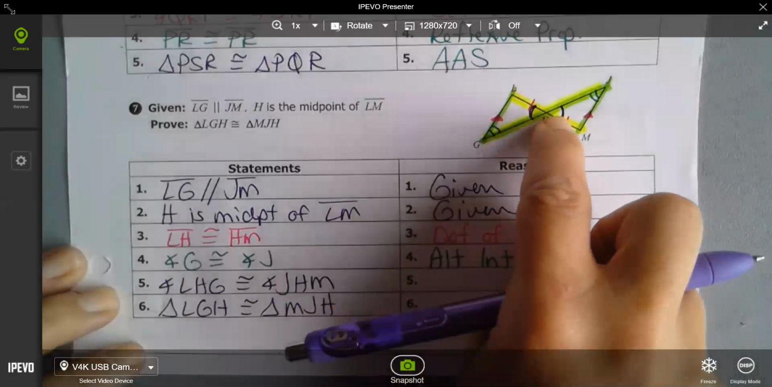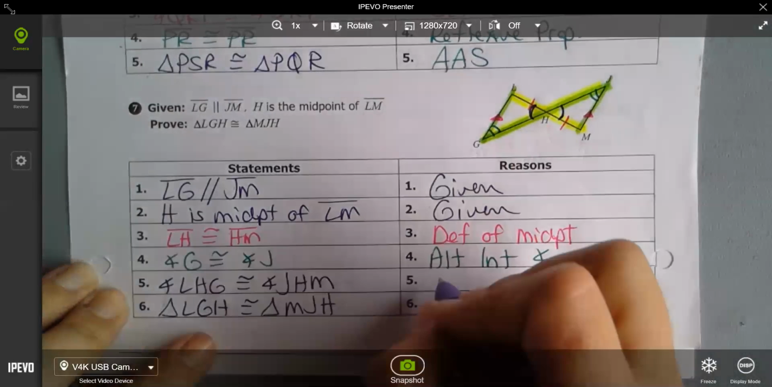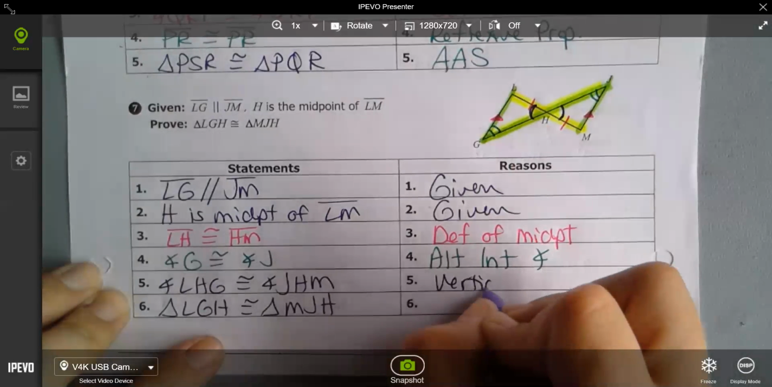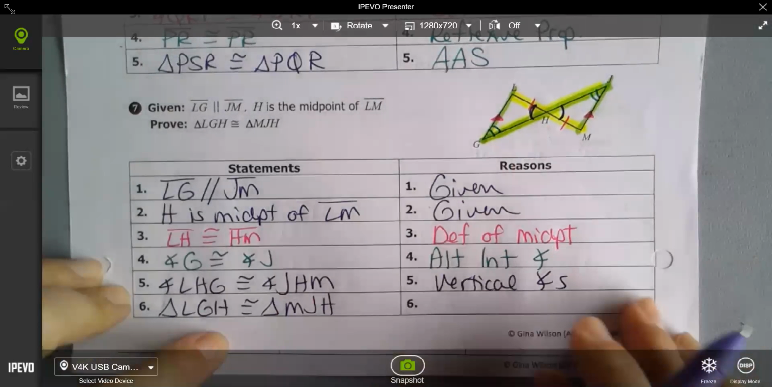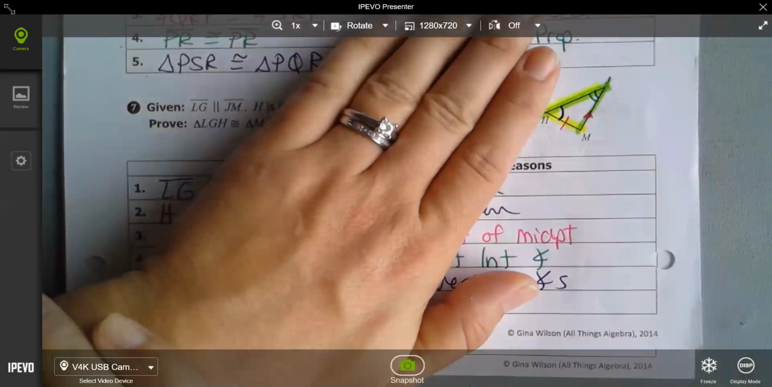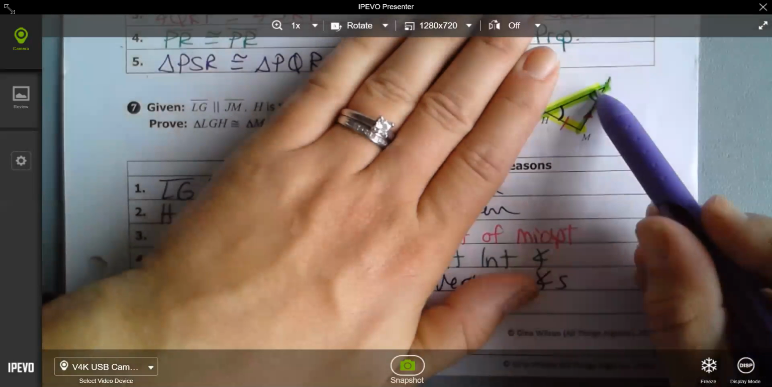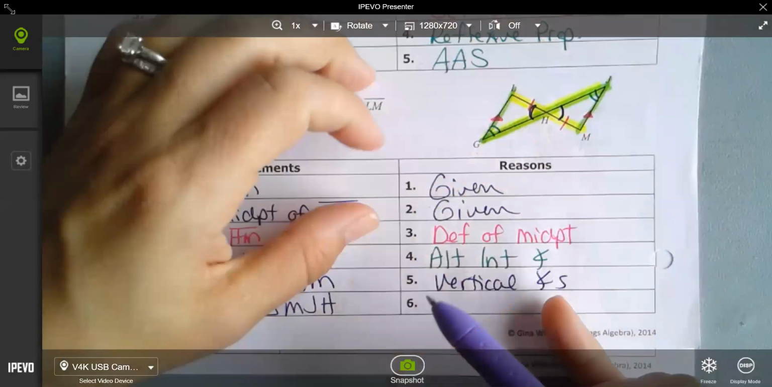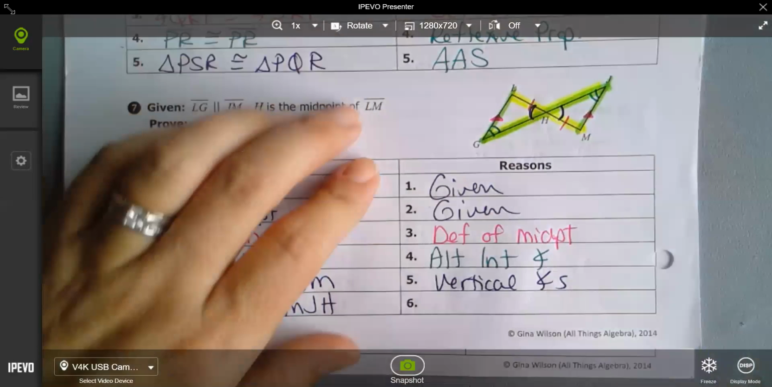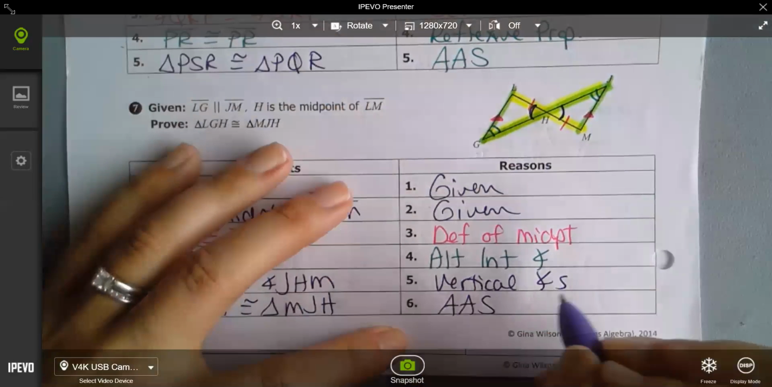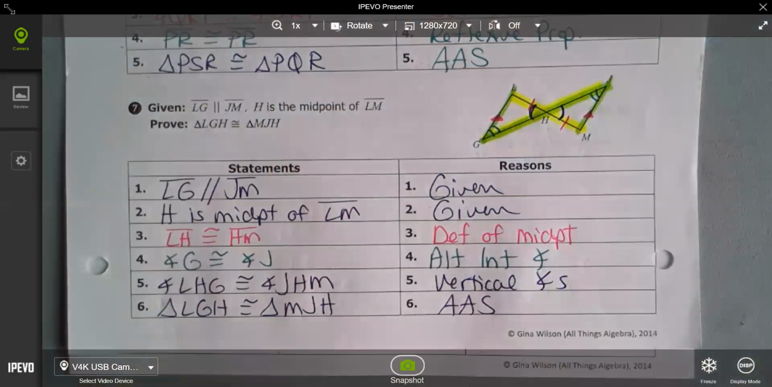And what are those angles called opposite of each other in an X? They are called vertical angles. And now cover it up and see what you got. Two angles with a side, two angles with a side. This is angle, angle, side.